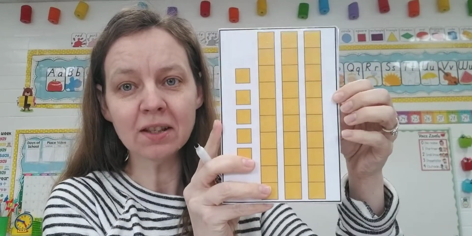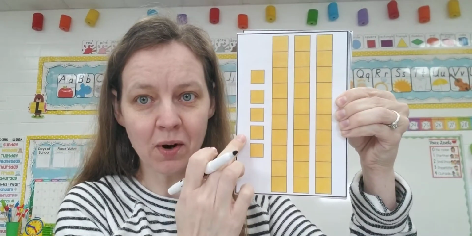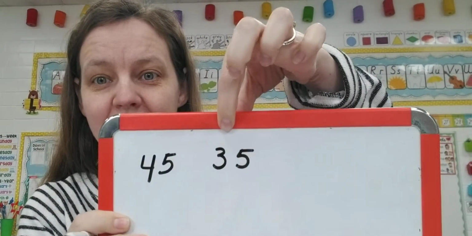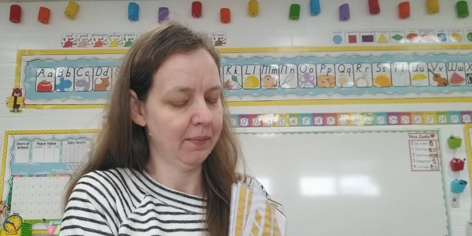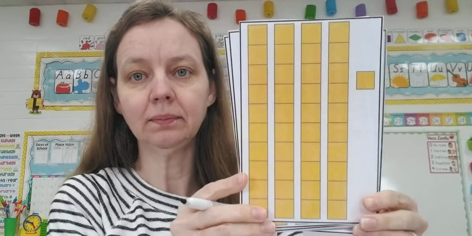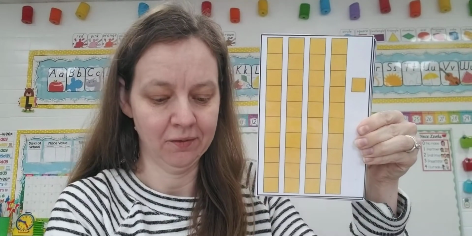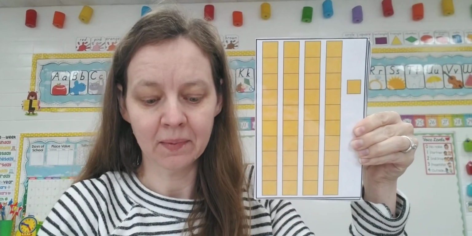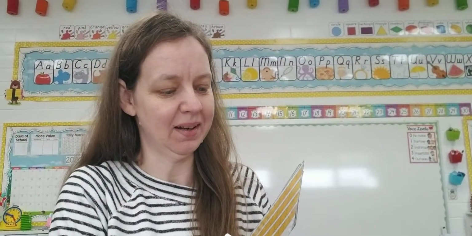Count them. Write your tens first and then your ones. How many tens do you see? How many ones? All right, that one just changed by 1 ten. 35. If you got 35, good job. What number is this? Write your tens first and then your ones. Did you get 41? Awesome job.